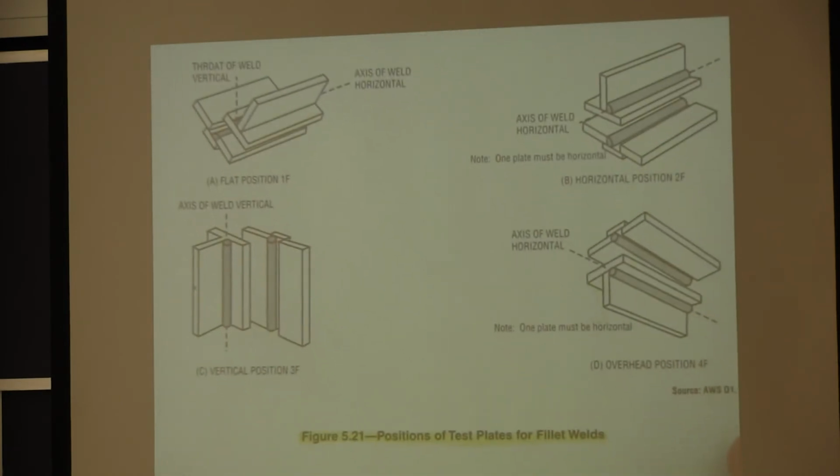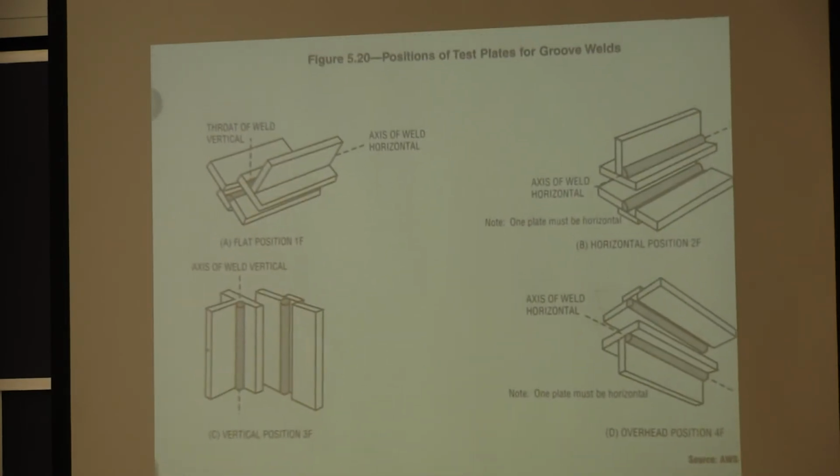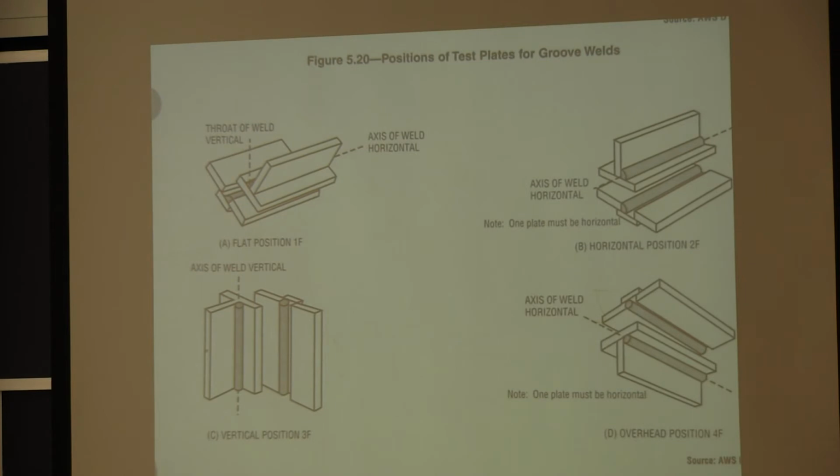This is the same type of thing for fillet welds rather than groove welds. This is what I drew right here. This is a 1F fillet weld. This is a horizontal fillet weld, or a 2F. This is vertical. You're welding up or down. That's something that might be called out in your weld procedure, is whether you're making a vertical weld in the up position or down position. And then overhead, once again, is up above.